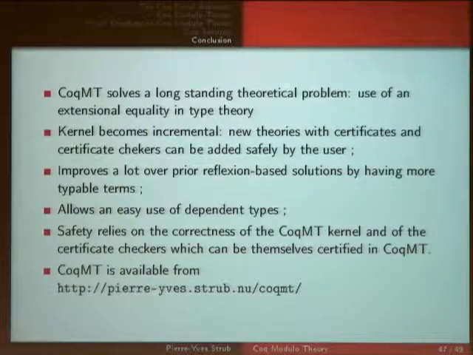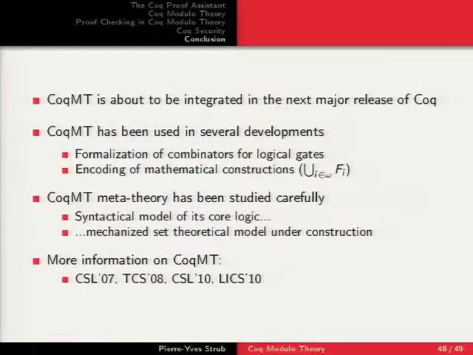And also, CoqMT is implemented and it's freely available at that address. CoqMT will be integrated in the next major release of Coq. And CoqMT has been used already in several developments. For example, I have one example of formalization of combinators for logical gates, where a gate depends on the number of inputs and the number of outputs. It has been used for encoding of mathematical constructions, like taking the countable union of a monotonous family of sets, for example.